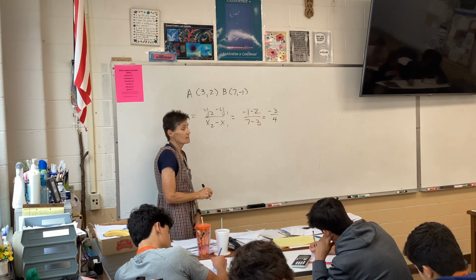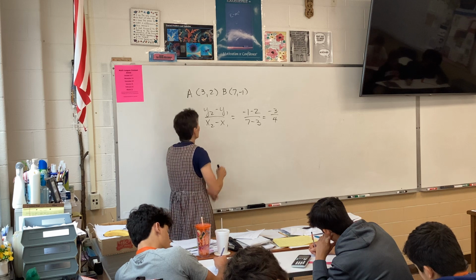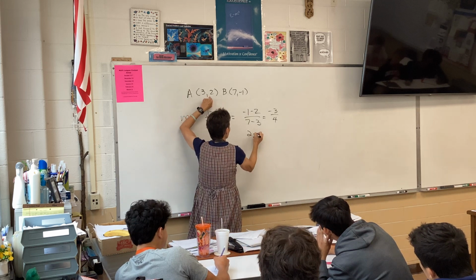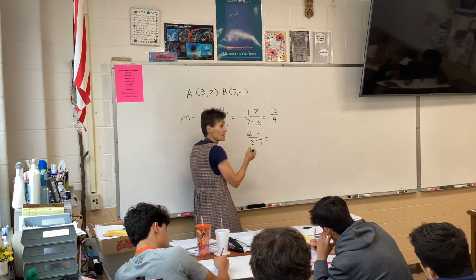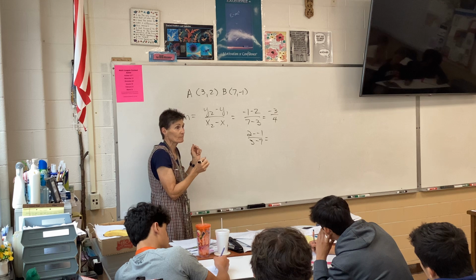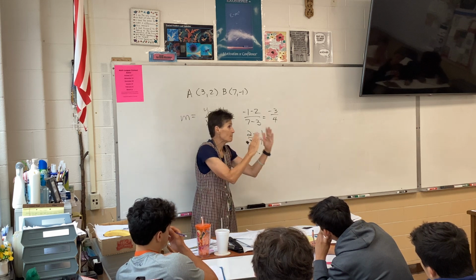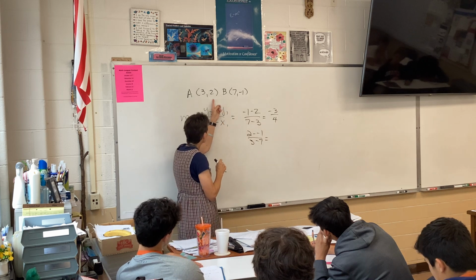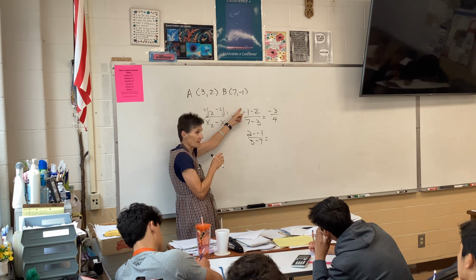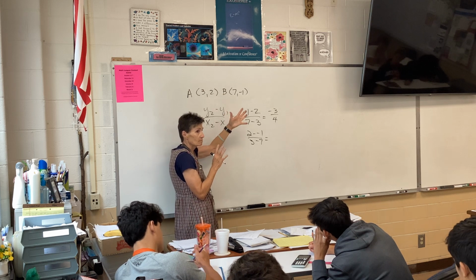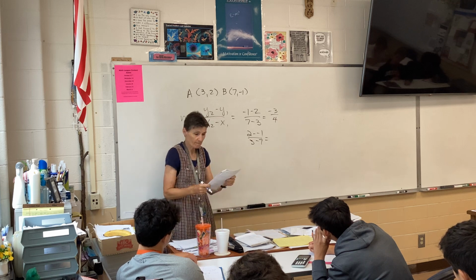Now I want you to notice something. We could have subtracted in the other order. We could have done 2 minus negative 1 and 3 minus 7. You see how the answer will be exactly the same? The key to slope is you have to do both in the same order. So if you do first y minus second y, you have to do first x minus second x. Or you can do second minus first, both ways. Okay, all right, you try B.